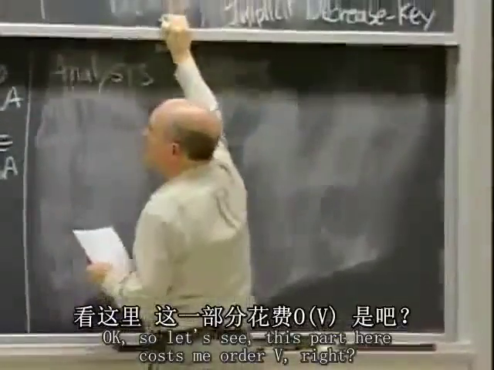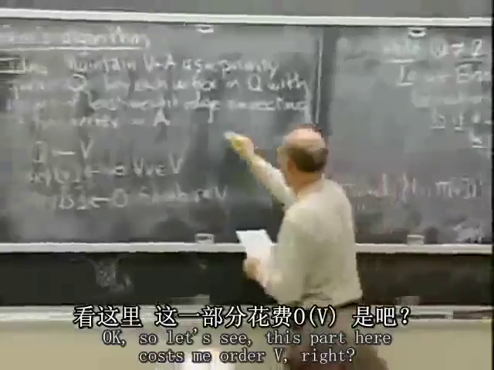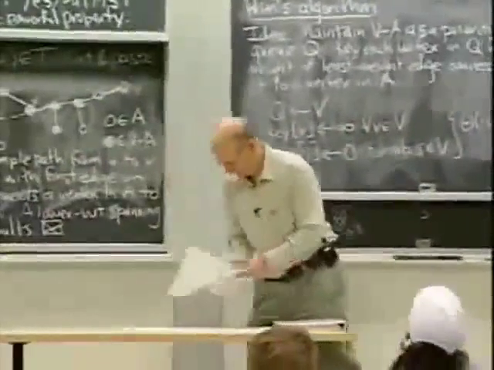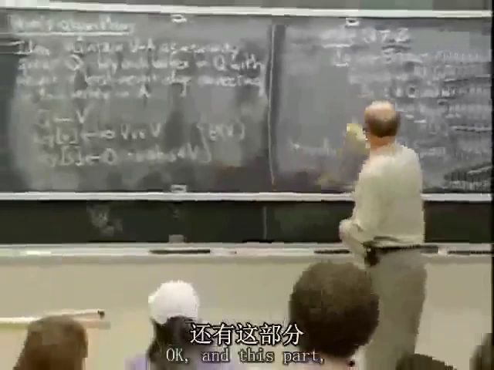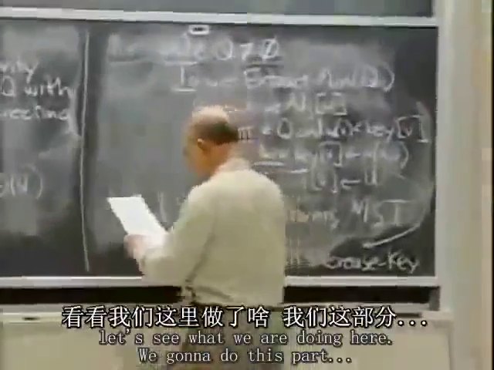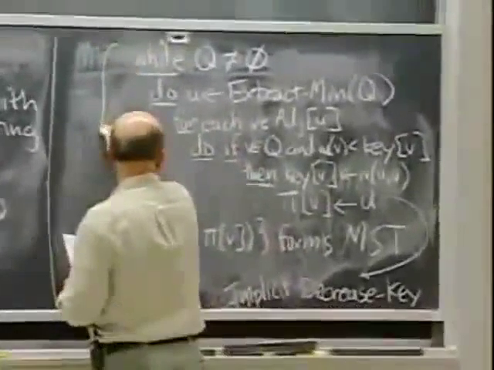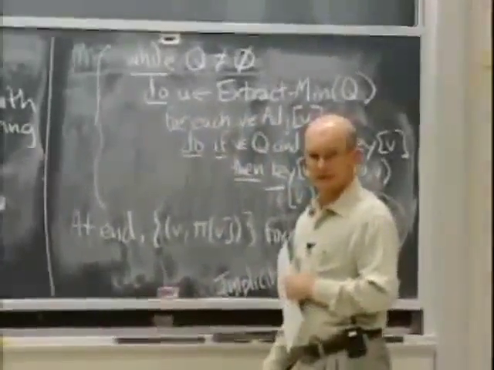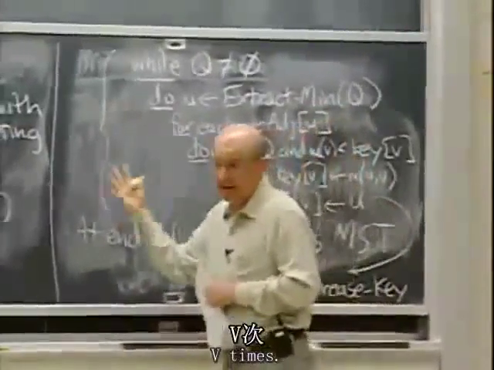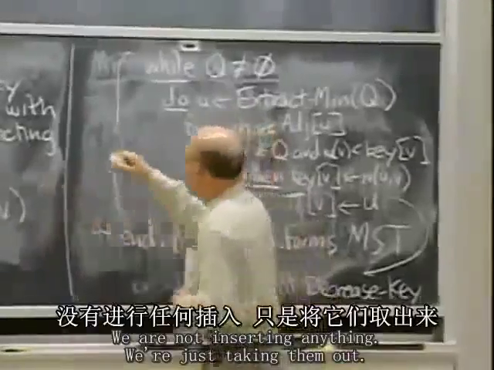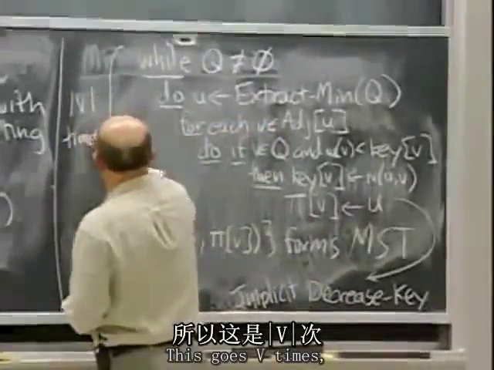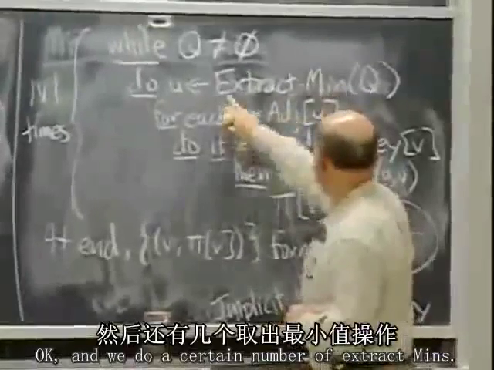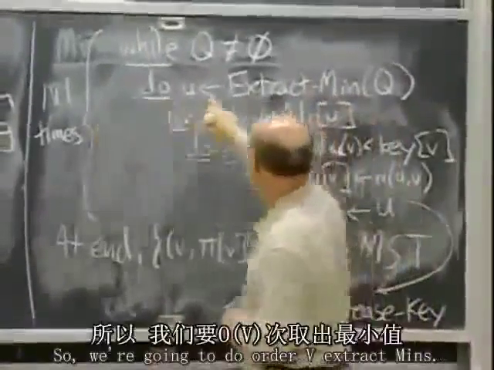Okay, so let's see. This part here costs me order V. Then this part, let's see what we're doing here. Well, we're going to go through this loop how many times? V times. It's V elements we put into the queue. We're not inserting anything, we're just taking them out. This goes V times. And then we do a certain number of extract mins, so we're going to do order V extract mins.